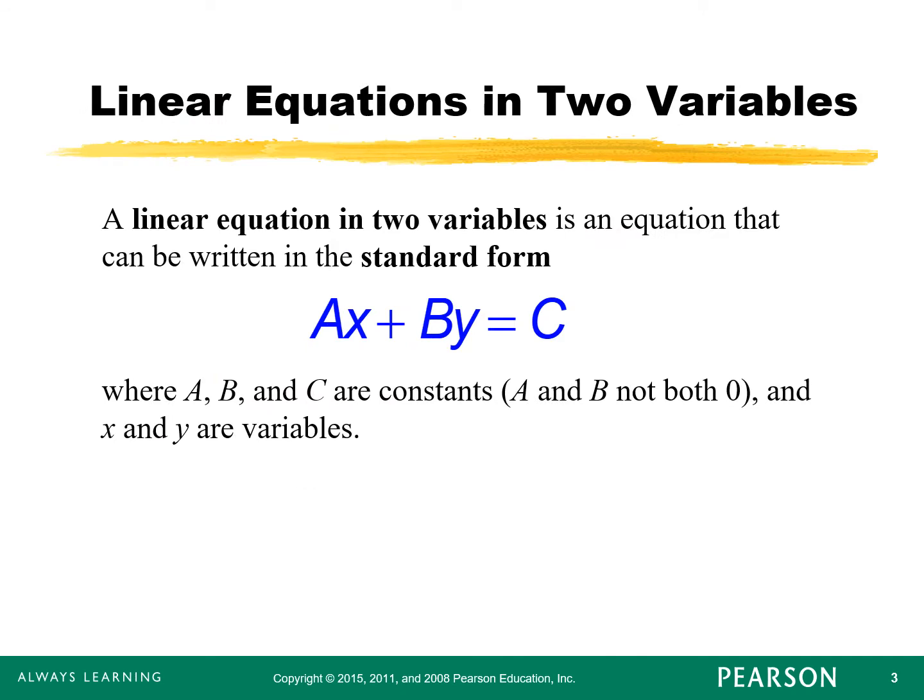The first thing that we'll talk about is the linear equation. The linear equation has a standard form, ax plus by equal to c, and in this standard form we've got three constants, which are a, b, and c. And at the same time, a and b cannot both be equal to 0.